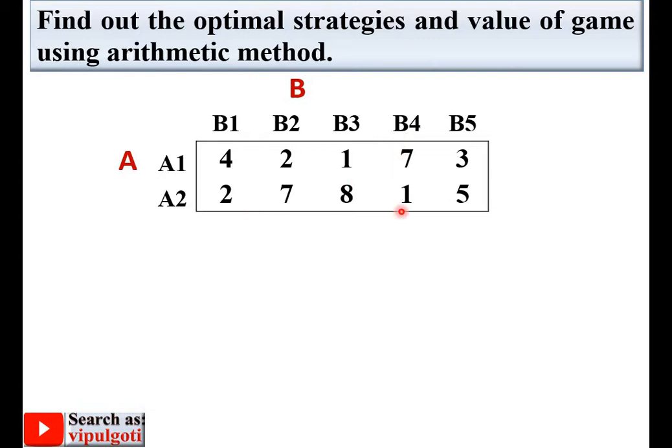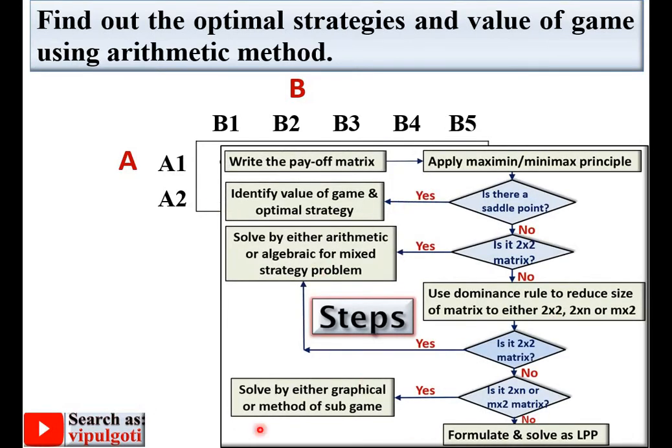Later on we will discuss how we can apply the arithmetic method in the graphical method. Here the game is between player A and B. Player A has two strategies, A1 and A2. Player B has five strategies, B1, B2, B3, B4 and B5. And this is the payoff matrix. So first of all, see the steps of the game theory problem. The first step is to write the payoff matrix. The payoff matrix is given to you.